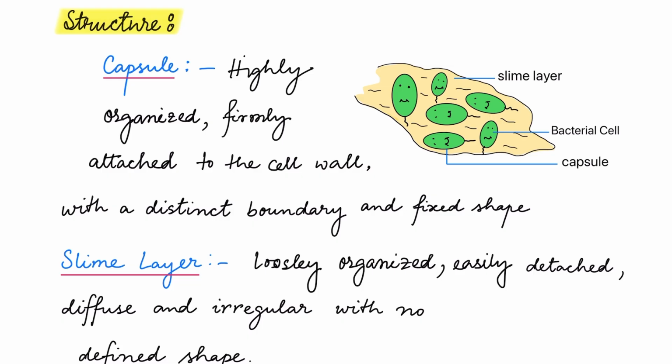A capsule is a highly organized and compact covering that is firmly attached to the bacterial cell wall, meaning it cannot be easily removed. It has a distinct boundary and maintains a fixed shape around the cell. In contrast, the slime layer is loosely organized and easily detachable, forming a thin, irregular coating around the cell that lacks a definite shape. It means it looks more like a sticky film spread around the bacterium.